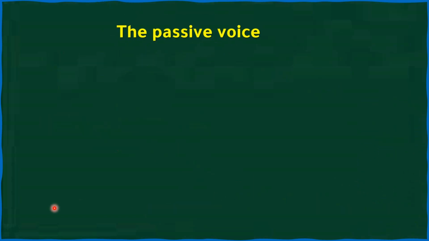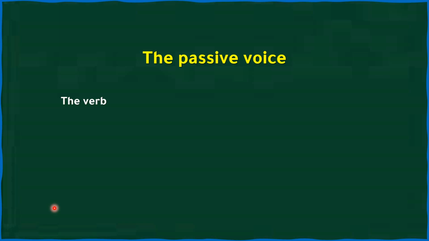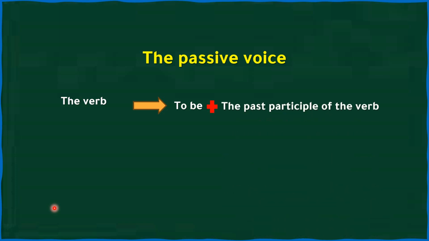In the passive voice, the verb to be, we put it in the tense of the main verb. If the main verb is in the present, to be will be in the present. If the main verb is in the past, to be will be in the past. If the main verb is in the future, to be will be in the future, and so on, plus the past participle of the main verb.